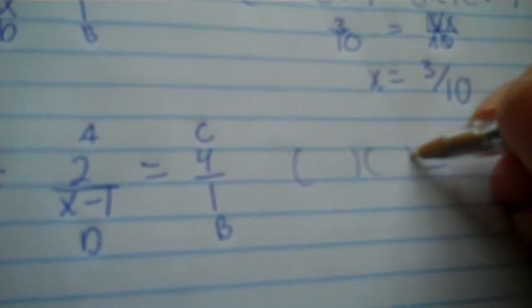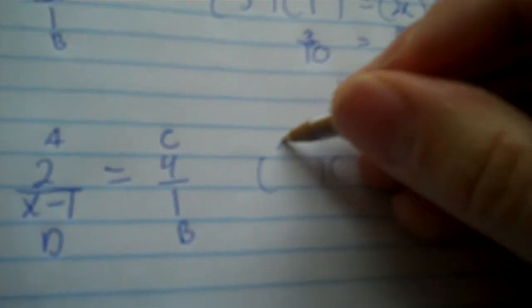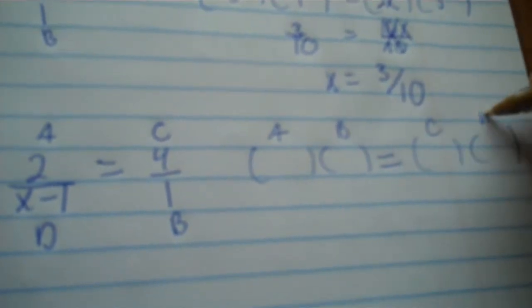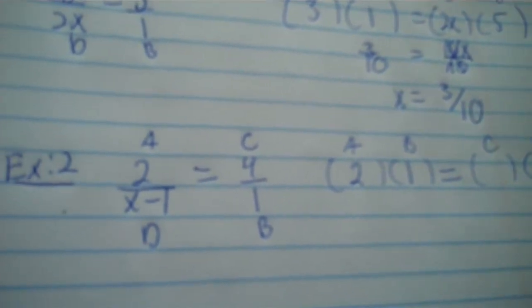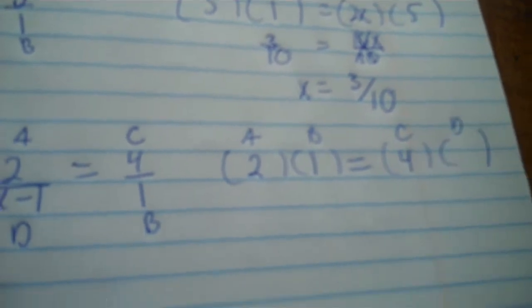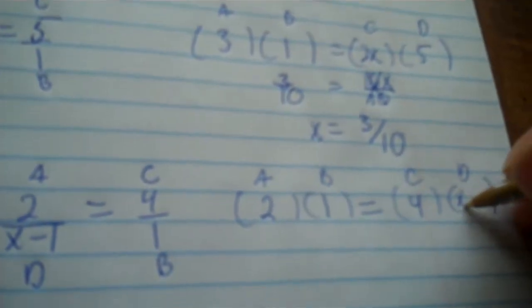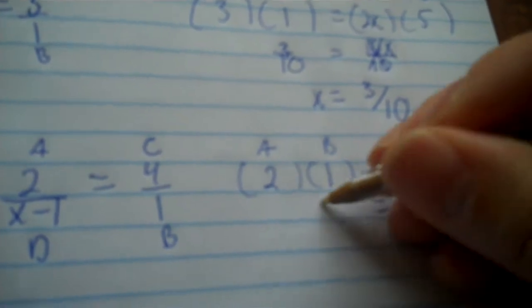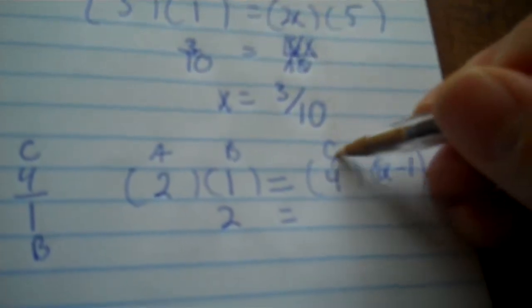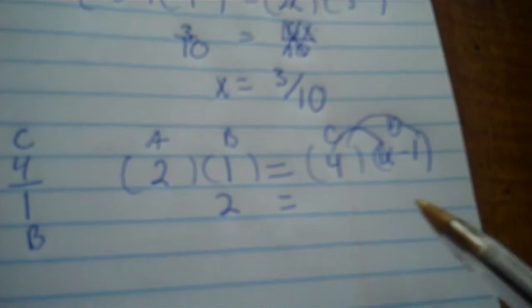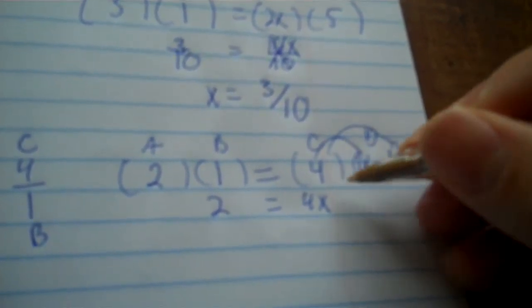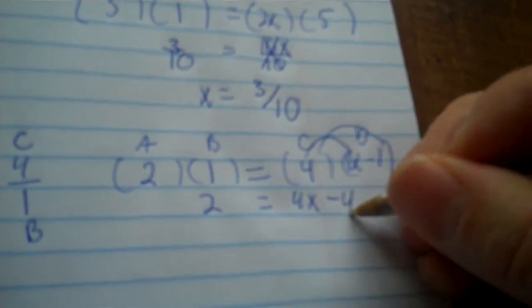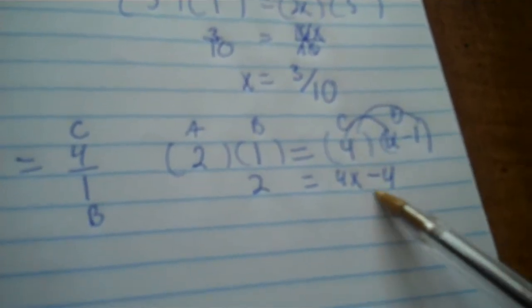So those are always going to be equal. And that's pretty much what you live on this assignment. A times B, C times D. So A, we have 2. B, we have 1. C, we have 4. And D, we have x minus 1. Now 2 times 1 is 2. Now over here you have to apply the distributive property because you have that minus. So I take 4 times 1x, which would be 4x, and then minus 4 times negative 1 is negative 4, so minus 4.